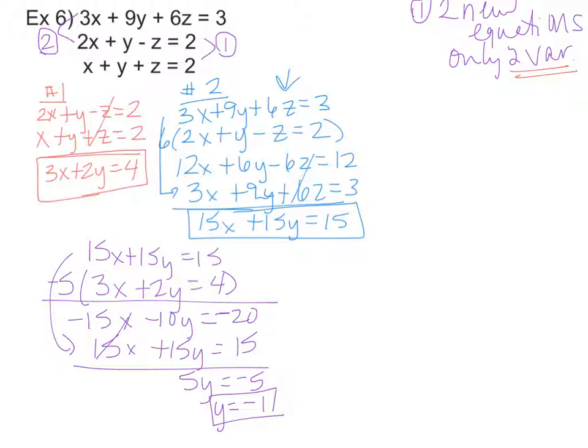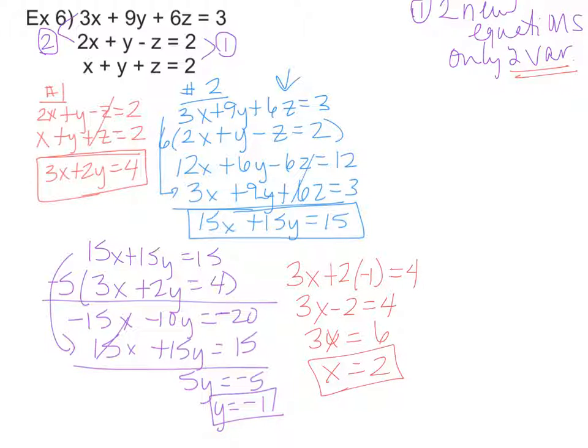Then I'm going to take this variable and plug it back into one of the two new equations. Now my choice is going to be the red one, because if I plug it back into the red one, my numbers are smaller. So I have 3x plus 2 times negative 1 equals 4. So now I end up with 3x minus 2 equals 4. Add 2 to both sides. So 3x is now equal to 6. Divide by 3, and x is equal to 2.